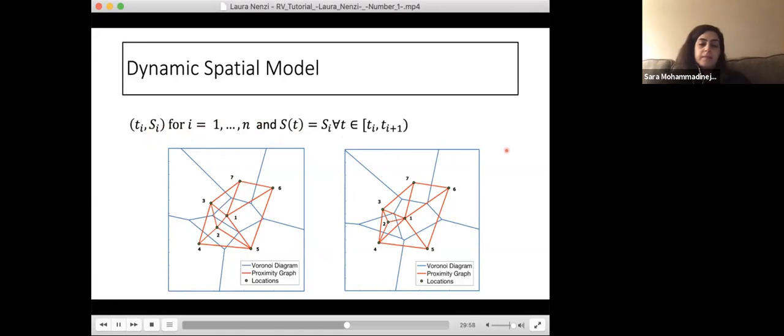Since we will consider just piecewise constant signals, you consider to have the same space model until the next time step. And here we can see an example of two different space models of the same sensor network system, where you can see that the spatial configuration, so the number of edges and the type of edges, change in the two different time steps.